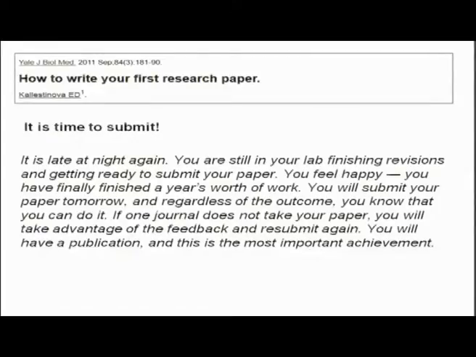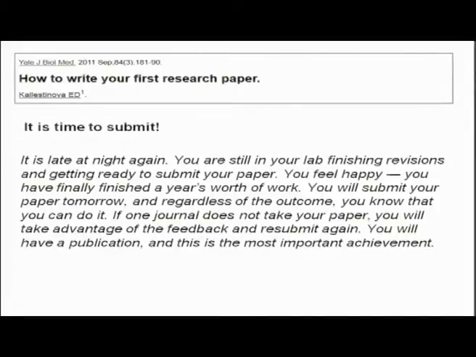I am just reading out from that paper, How to Write a First Research Paper. I am reading it again and again because it is such a lucidly written paper. All of you should read this paper. You are still in your lab finishing revisions and getting ready to submit your paper. You feel happy. You have finally finished a year's worth of work.